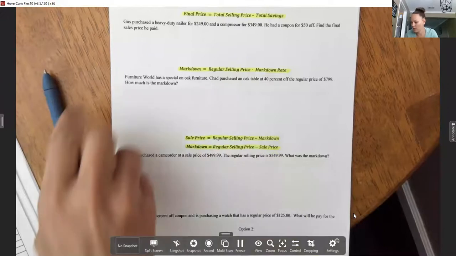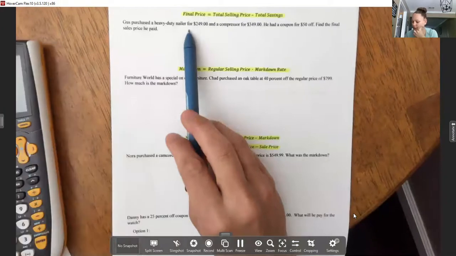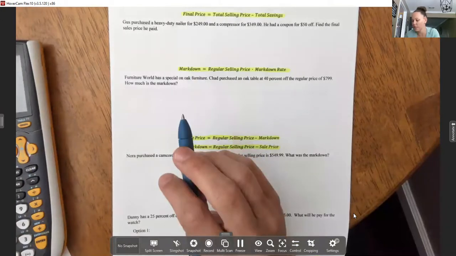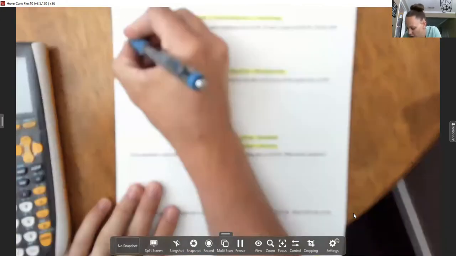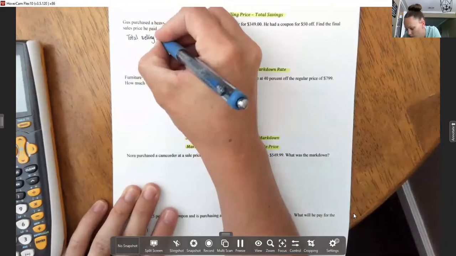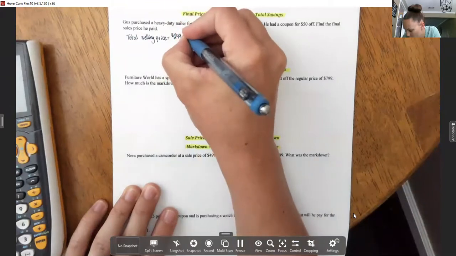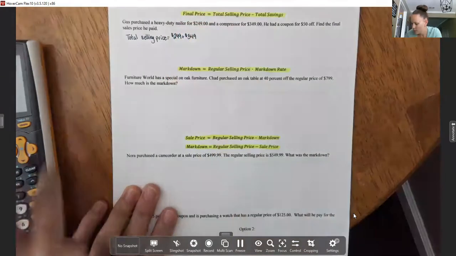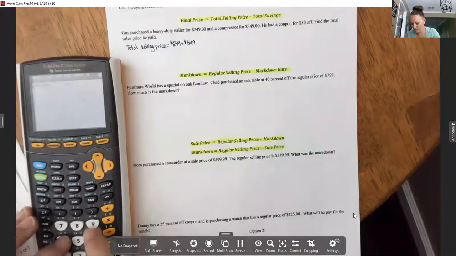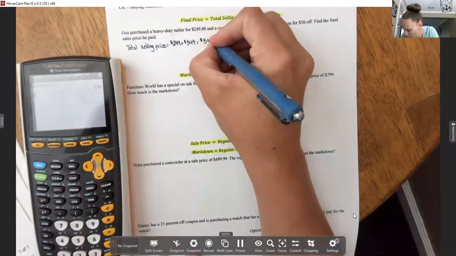All right, so Gus Receipt purchased a heavy duty nailer for $249 and a compressor for $349. He had a coupon for $50 off. Find the final sales price he paid. So we need to get the total selling price first. That's going to be $249 plus $349. So the total selling price is $598.